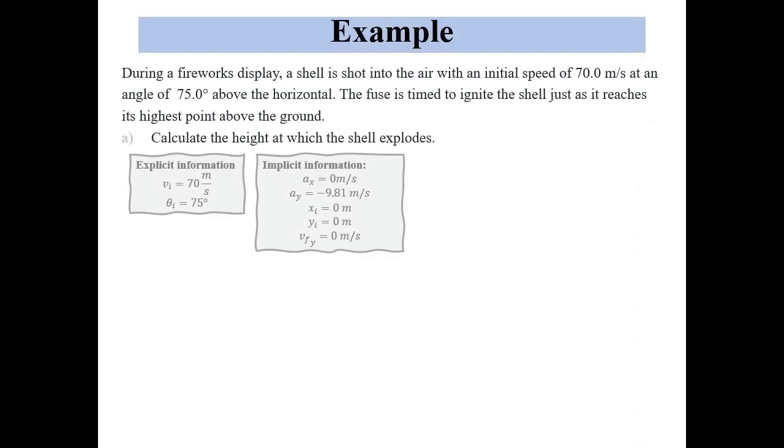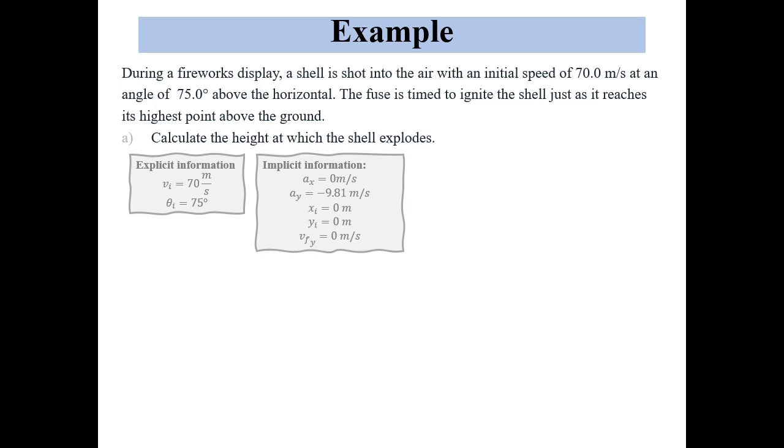All right, let's start with this example problem. The problem states that during a fireworks display, a shell is shot into the air with an initial speed of 70 meters per second at an angle of 75 degrees above the horizontal. The fuse is timed to ignite the shell just as it reaches its highest point above the ground. Calculate the height at which the shell explodes. So there is some explicit information that is given, and there is some implicit information, which is hidden information that you have to apply here.